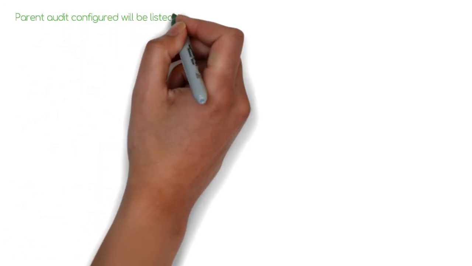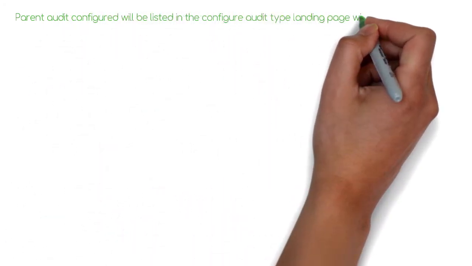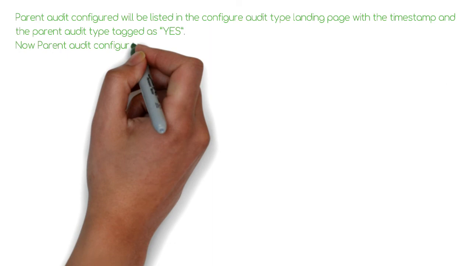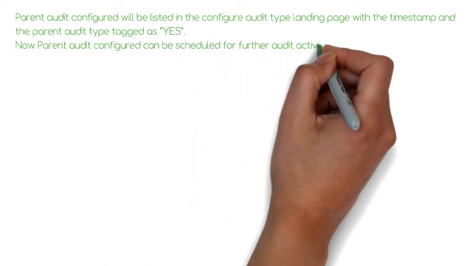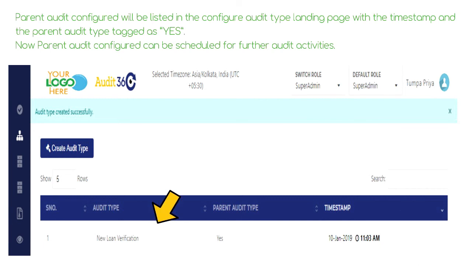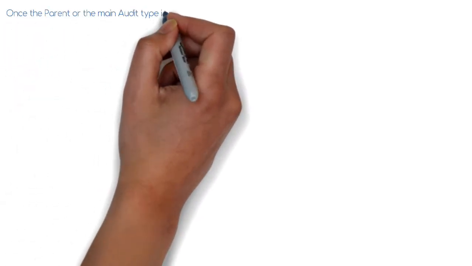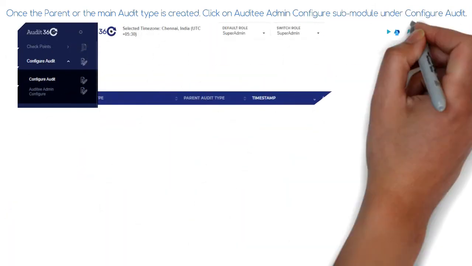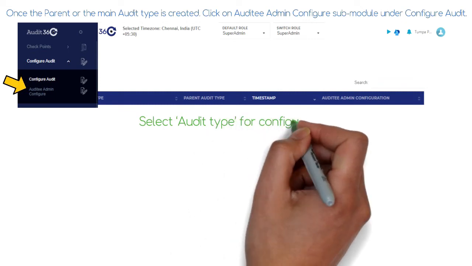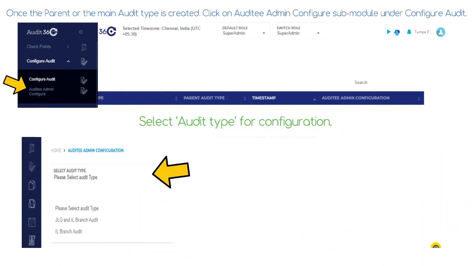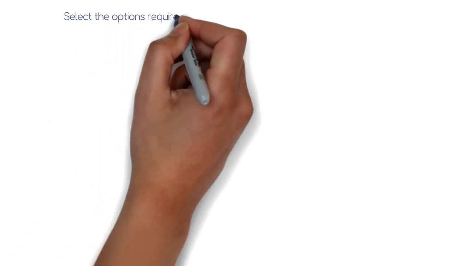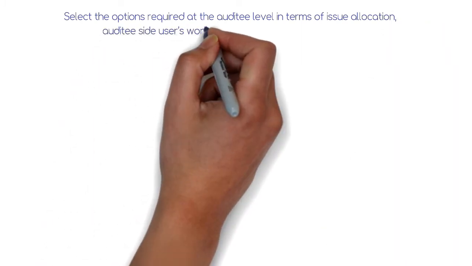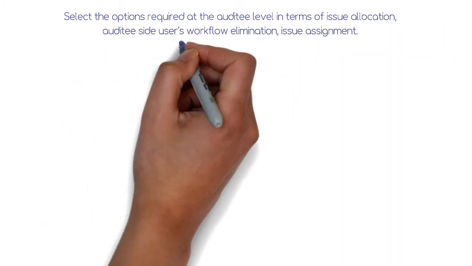The parent audit configured will be listed in the Configure Audit Type landing page, with the timestamp and the parent audit type tagged as Yes. Now the parent audit configured can be scheduled for further audit activities. Once the parent or main audit type is created, click on the Auditee Admin Configure submodule under Configure Audit. Select Audit Type for configuration. Select the options required at the auditee level in terms of issue allocation, auditee side users workflow elimination, issue assignment. Save the configuration.